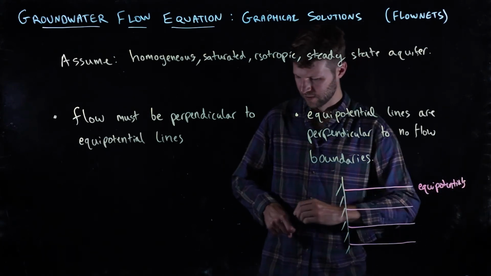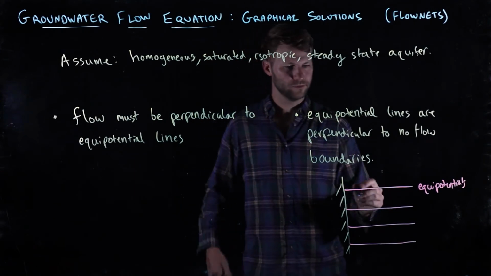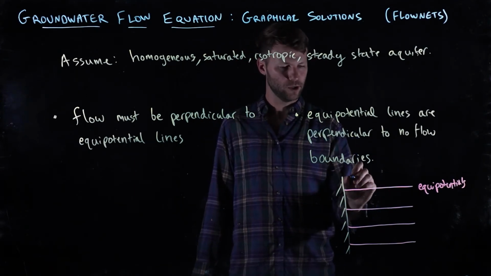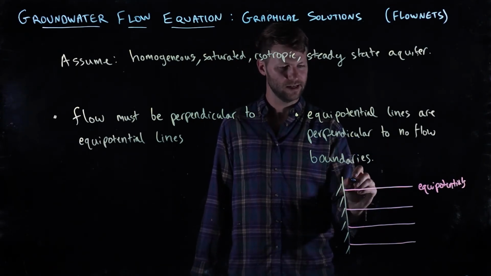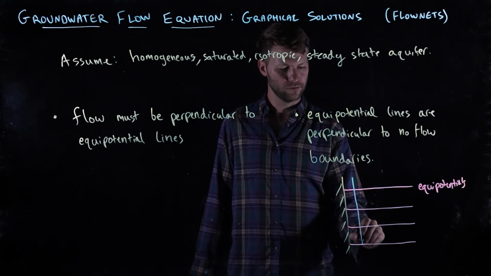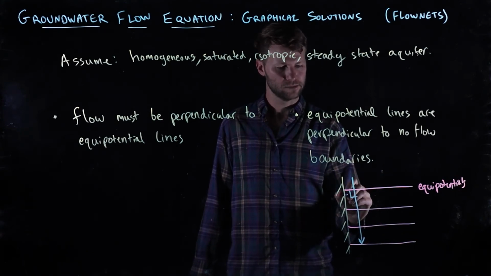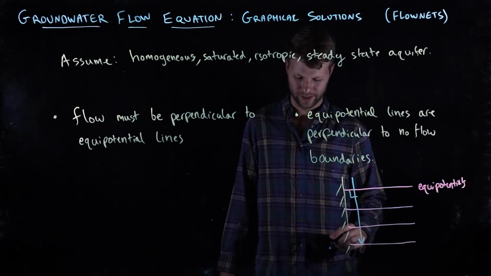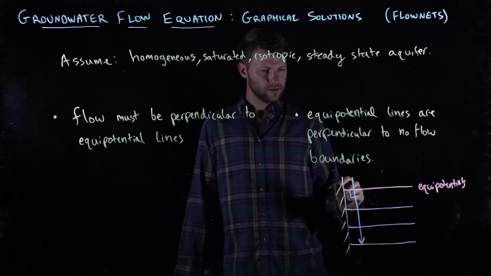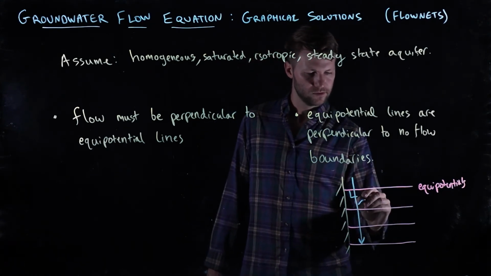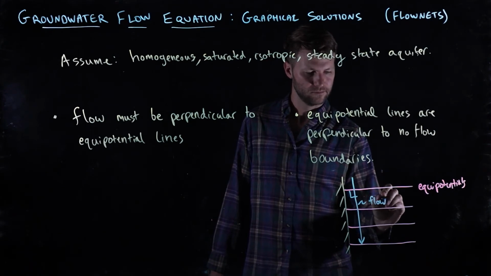And therefore, we know that any flow, because it must be perpendicular to the equipotential lines, must be parallel to a no-flow boundary. So this is our flow line.